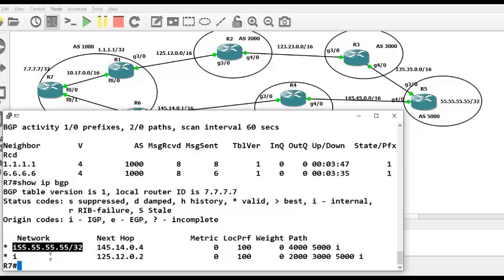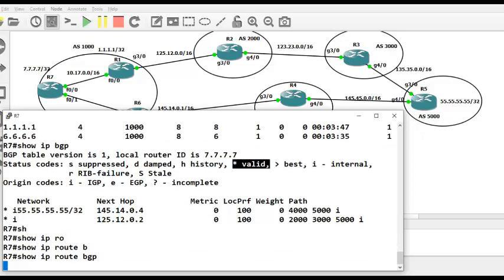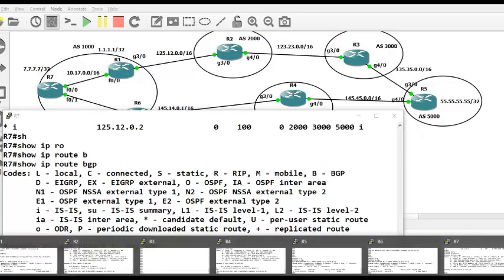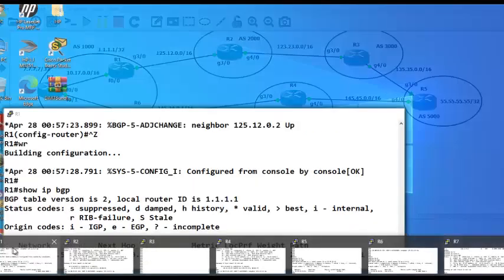But none of them are best. It is only valid. My question is why it is not best. If it is not best, it won't be seen in the routing table. You see, it's not there. We don't have the route in the routing table. We have it in the BGP table, but not in the routing table.